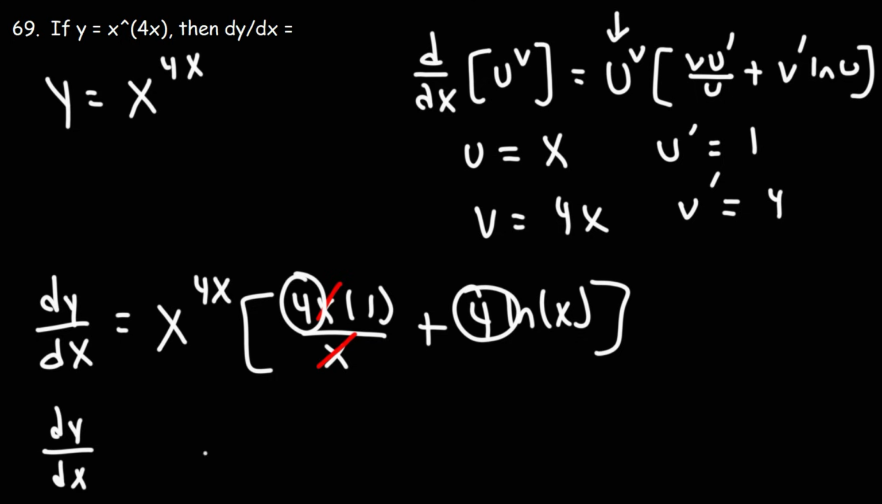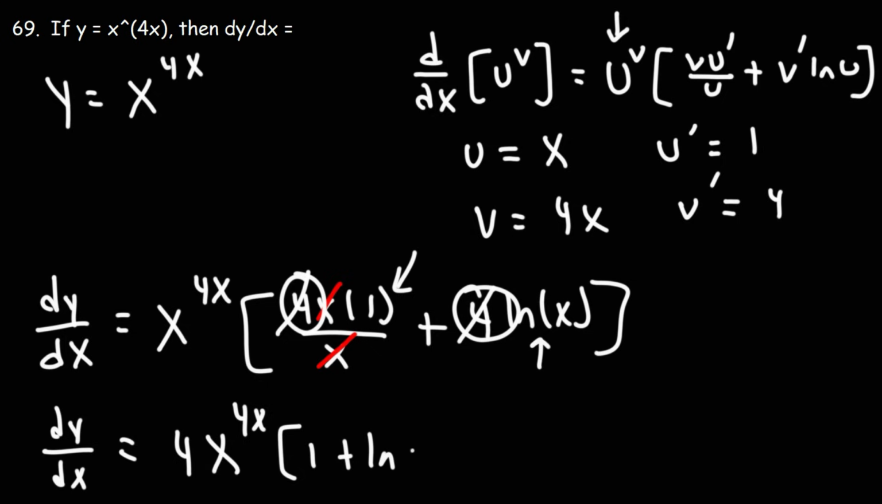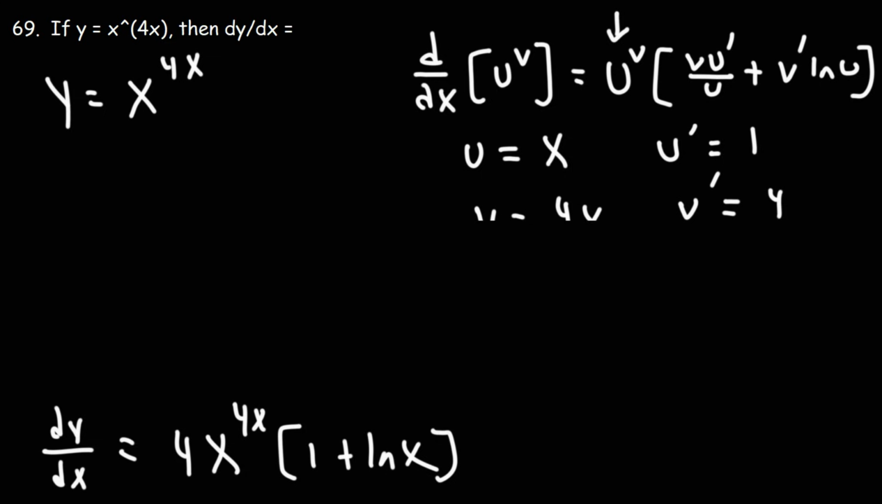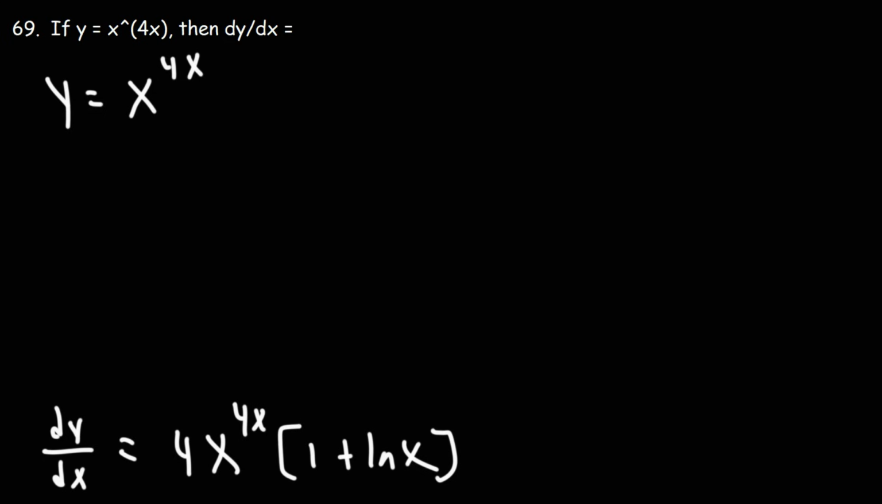Note that we could factor out a 4. So taking out that 4, we have 4 times x raised to the 4x. And then once we take out the 4, what's left over is 1 plus ln x. So that's going to be the final answer using the formula. Now, on the test, if it's a multiple choice test, you could just use the formula to get the answer. But if it's free response, you need to show your work.